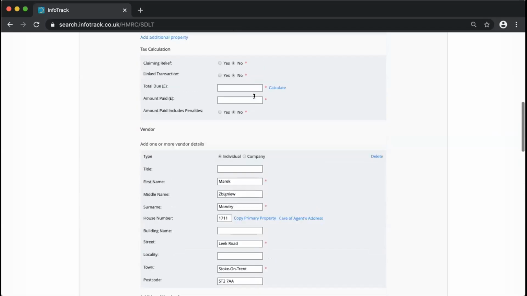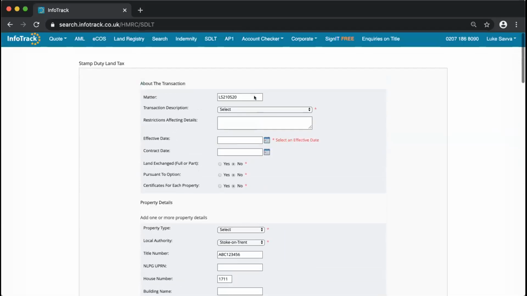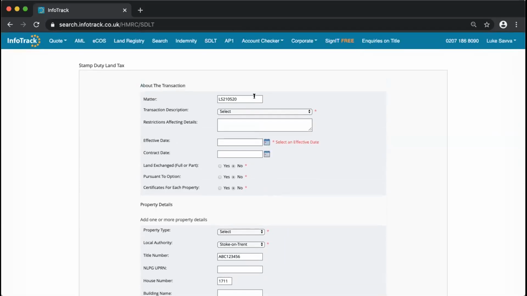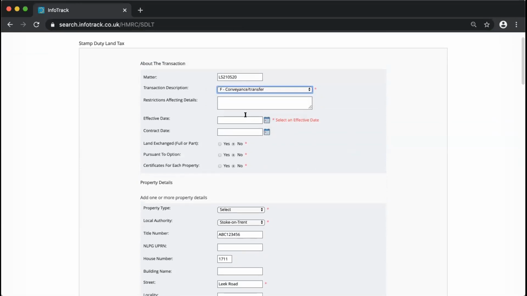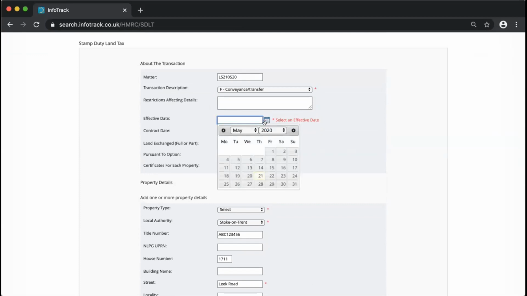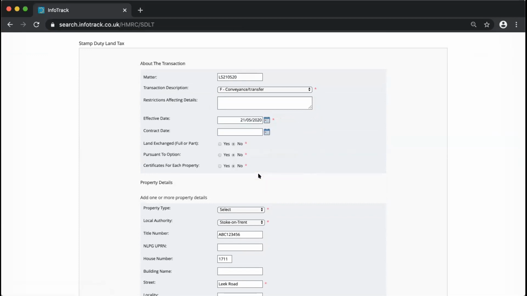I'll just run back to the top and show you a few of the fields that would need to be completed to allow for an SDLT to be submitted. So we'll select the transaction description. We'll just put this as a standard transfer. Your effective date, or most likely your completion date, needs to be selected.